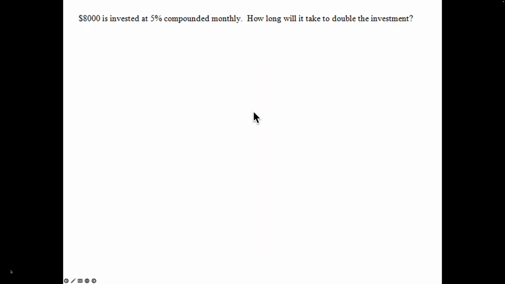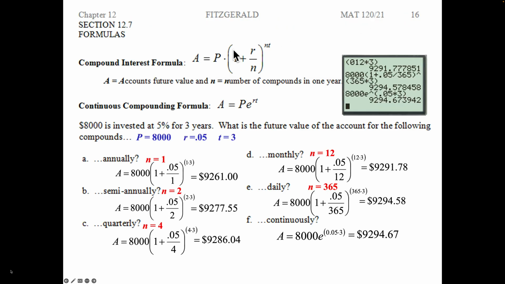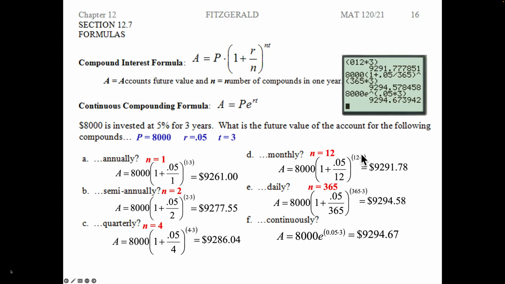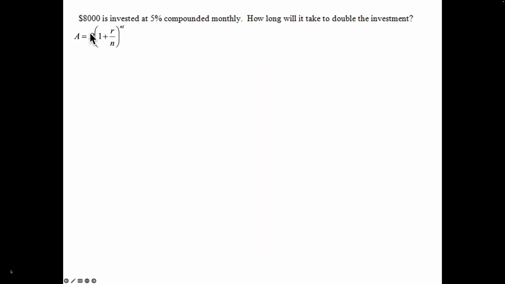Alright, next example. $8,000 is invested at 5% compounded monthly. How long will it take to double the investment? Well, what I don't want to do is go back here and keep changing the time until I get 8,000 to double to 16,000 over here. So we're going to take this formula. 8,000 is your principal, but we want that to double to 16,000. 1 plus the rate 0.05 over the n, 12, that's how many times we compound, raised to the 12t power.